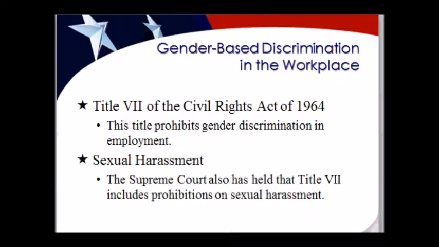Gender-based discrimination in the workplace. Title VII of the Civil Rights Act of 1964. This legislation prohibits gender discrimination in employment. This has been used to protect women from workplace discrimination. In 1978, Title VII was amended to include the condition of pregnancy.